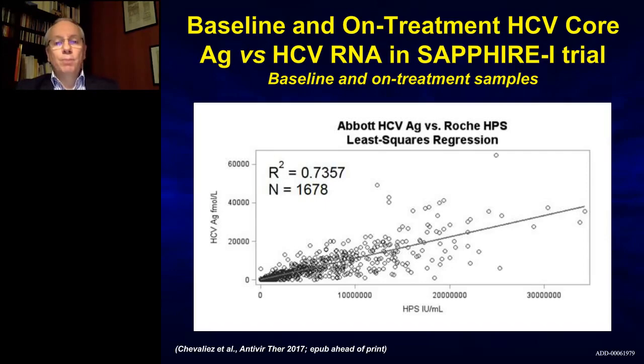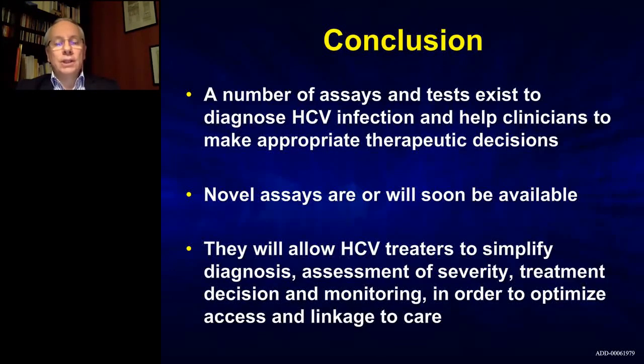So this brings me to my conclusion, and the conclusion is the following. A number of assays and tests now exist to diagnose HCV infection and help clinicians to make appropriate therapeutic decisions. Novel assays are or will soon be available, and they will allow HCV treaters to simplify diagnosis, assessment of severity, treatment decision, and monitoring in order to optimize access and linkage to care.